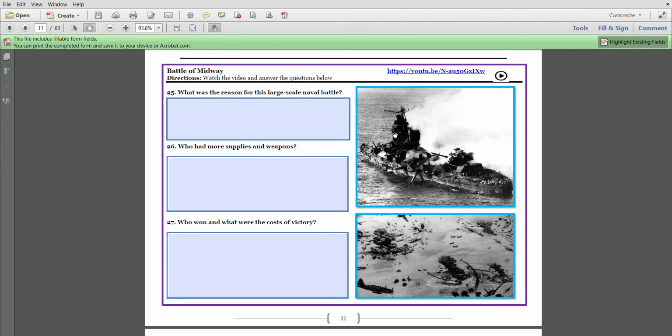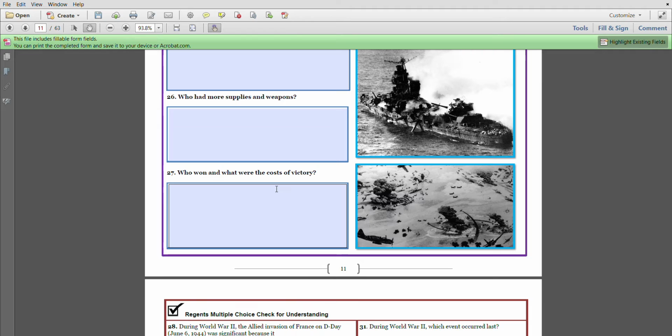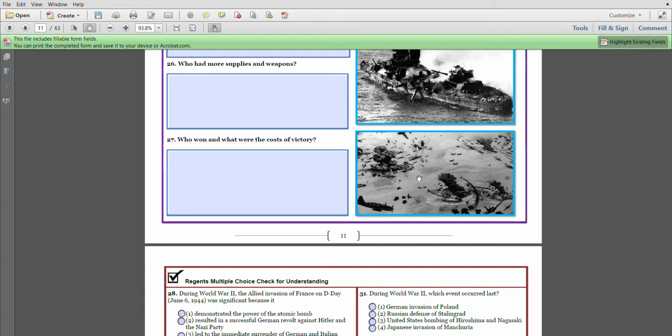25. What was the reason for this large-scale naval battle? 26. Who had more supplies and weapons? 27. Who won and what were the costs of victory? And here in this image you can see the airplanes flying above the battleships and the destroyers, the entire fleets in the Pacific here during the Battle of Midway.